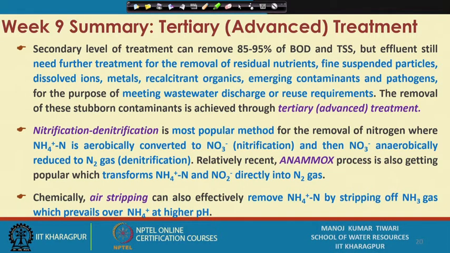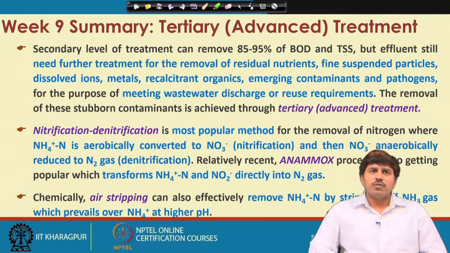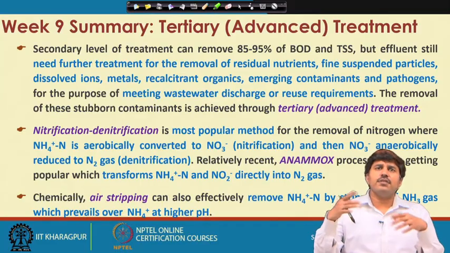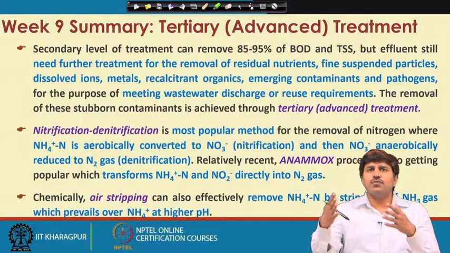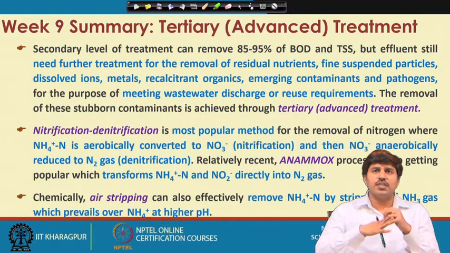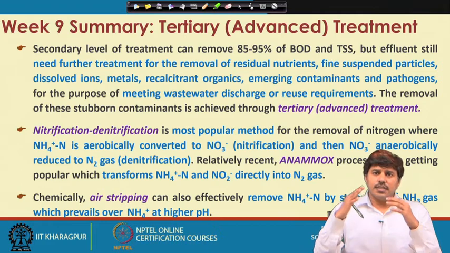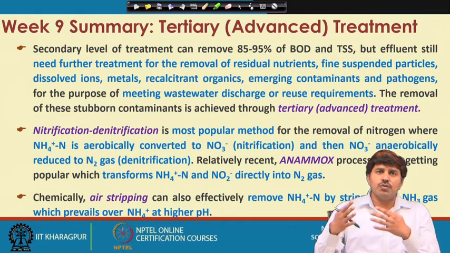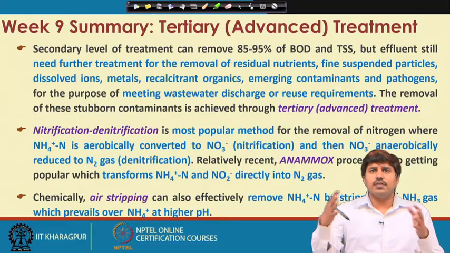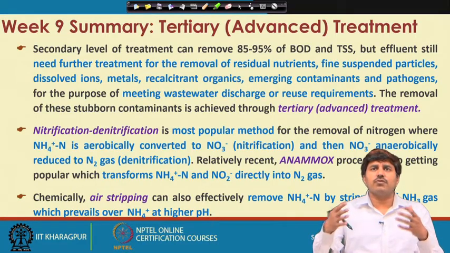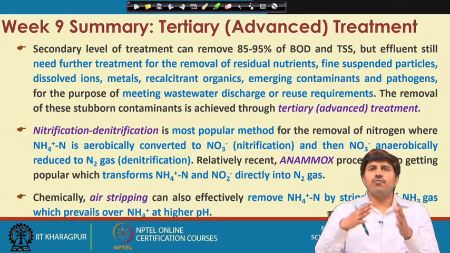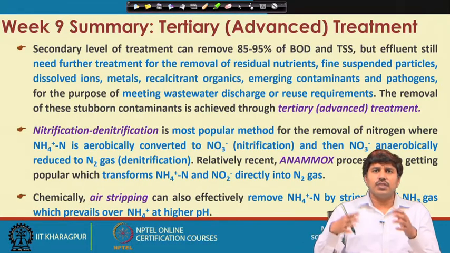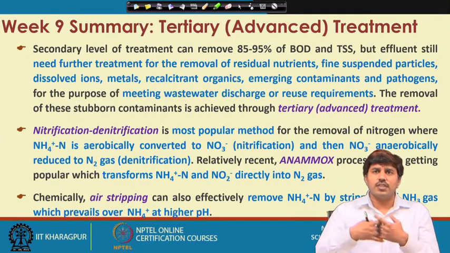Then in week 9 we discussed the advanced or tertiary treatment options. The secondary level of treatment is effective in removal of BOD and TSS to adequate degrees. Around 85 to 95% of BOD and TSS removal could be achieved, but this is still not sufficient if we want to use the water for reuse purposes, or meet the discharge norms. So, for meeting discharge norms or reuse requirements, we may need to further process the water, which is usually done through tertiary or advanced treatment options.